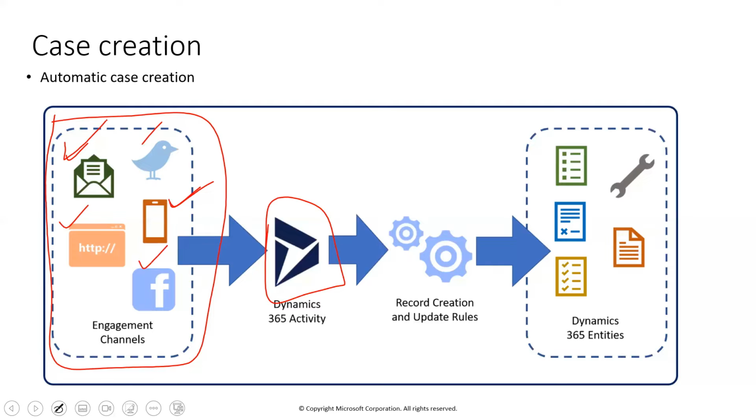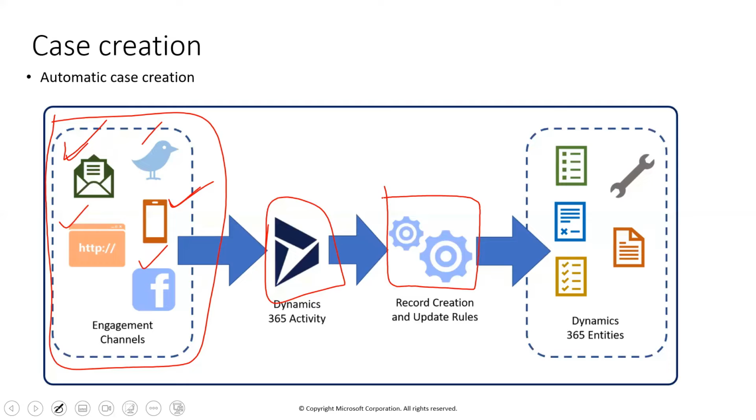Once the activity is created in my Dynamics environment, it's going to verify the rules and regulations I have created. Depending upon the different kinds of rules I have created for automatic case creation, it's going to verify whether the email is coming in and whether it is high priority, what the subject of the email is, and what kind of case I need to create.